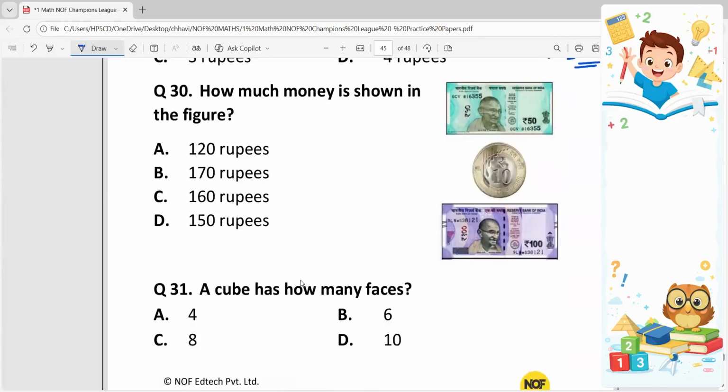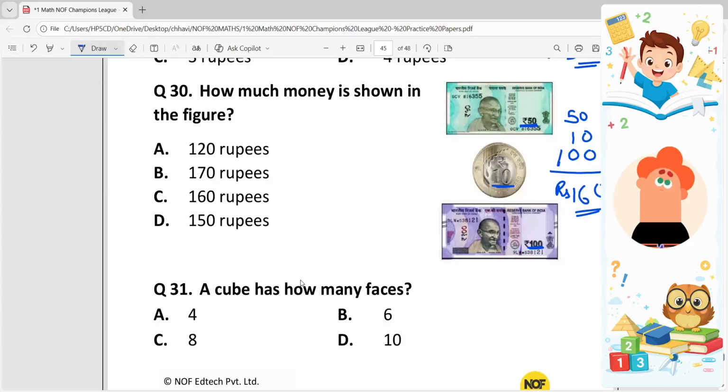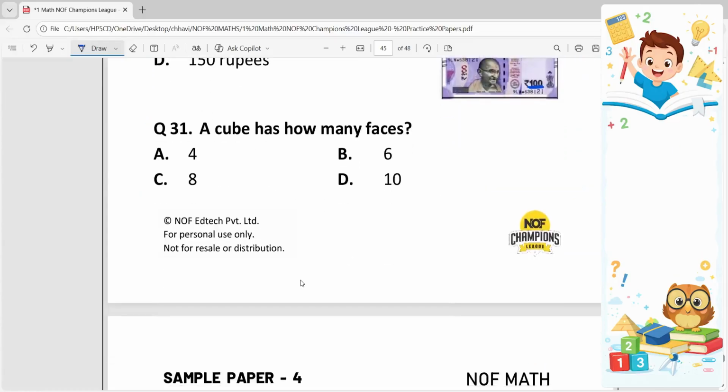30th. How much money is shown in this figure? So let's see. This is 50, which means 50 rupees. This is 10, which means 10 rupees. And this is 100, which means 100 rupees. Okay, so we have to add all three. So 0, 5 plus 1 is 6, and this is 1. So we have 160 rupees in total. And the options are 120, 170, 160, and 150. So option C is the correct answer.